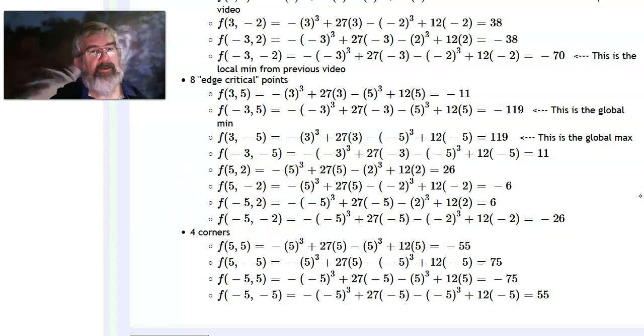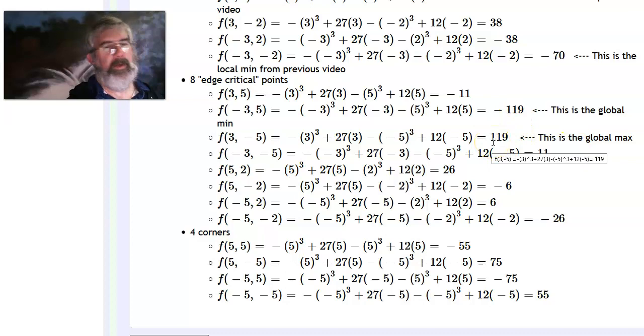Maxes and mins on a constrained region: find what's going on the inside, check what's going on the boundary. You're guaranteed to have a biggest and a smallest, so take the biggest and the smallest function values as your global max and min.